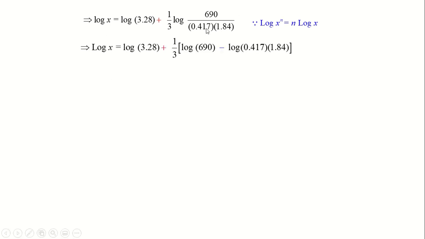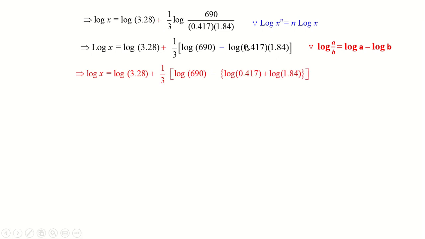Next, now following this law, when two quantities are being divided, they are being separated by taking their difference. Separate logarithms are shown by taking their difference. Log of numerator minus the log of denominator. Following this law, numerator is 690, denominator is the product of two quantities. So we follow this law, log of a over b equal to log of a minus log of b. So it will be written log of 690 minus log of this quantity, which is written in the denominator.